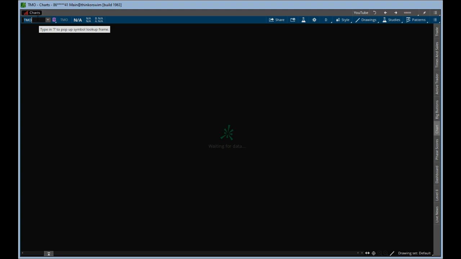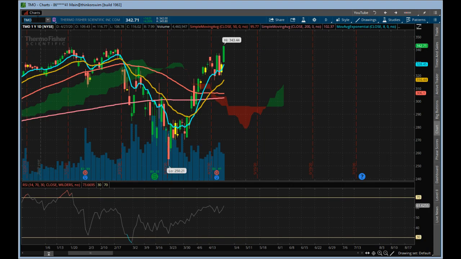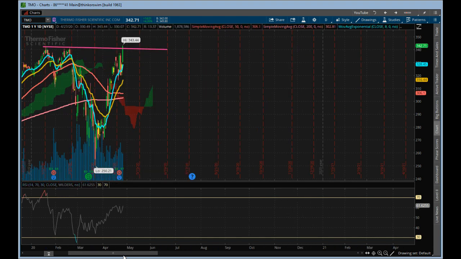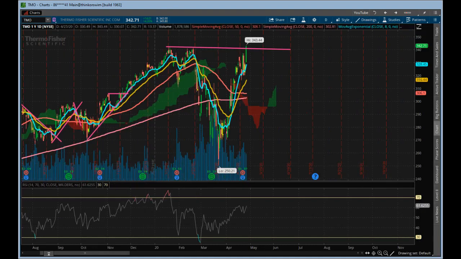And then TMO, Thermo Fisher, right? Let's get this pulled up here. Decent candle on this one as well. Nice close over all these levels. Looking good in the neighborhood. So see if that gets some follow through to the upside. I'm going to put that on the bullish radar for tomorrow as well. Great stuff, guys. Great charts tonight, guys.